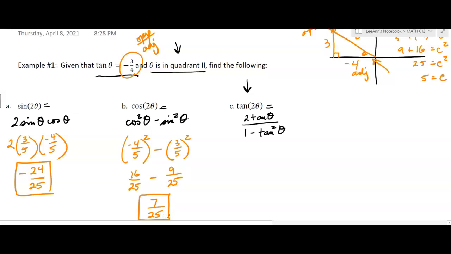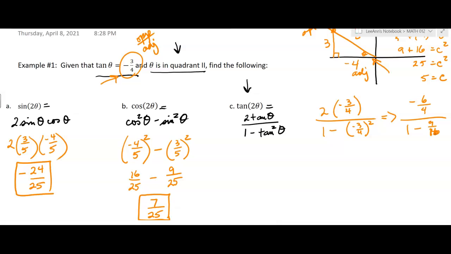All right, we've got one more, tangent theta, which they gave us, so we can just plug that in. So we're going to have 2 times negative 3 over 4. I'm writing over here, so I might have a little more room. And then 1 minus, and then it's negative 3 over 4 squared. And we have to do some work here. So what do we get? Negative 6 over 4. Well, I should have just canceled, but oh well, we'll just go with that. And then 1 minus 9 over 16.